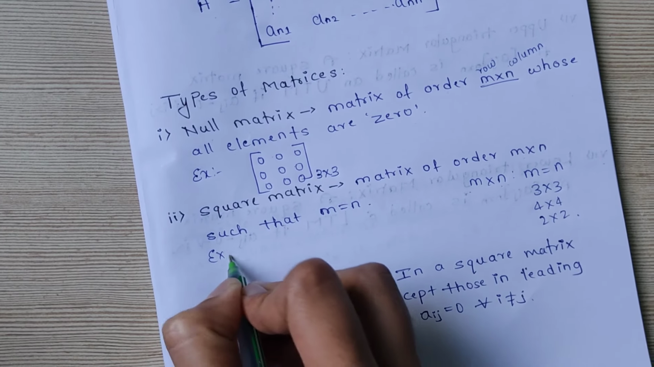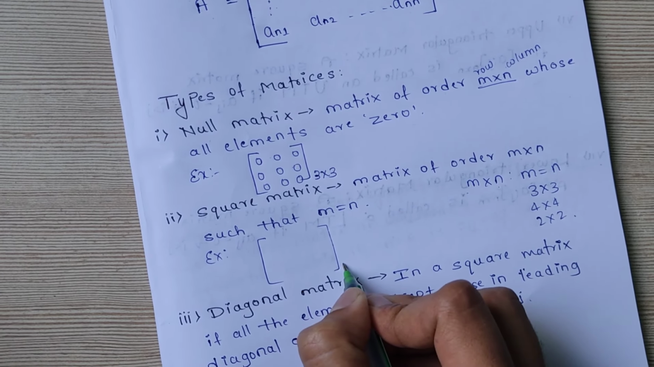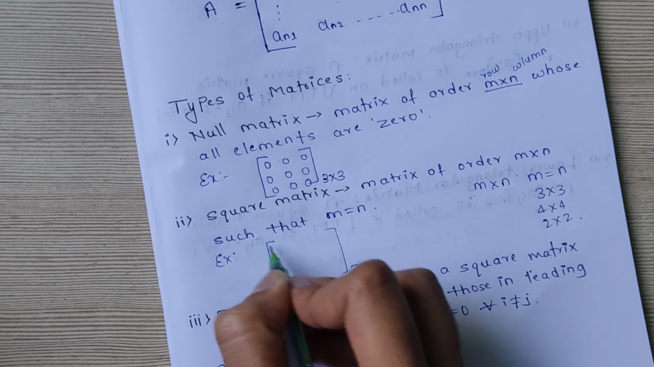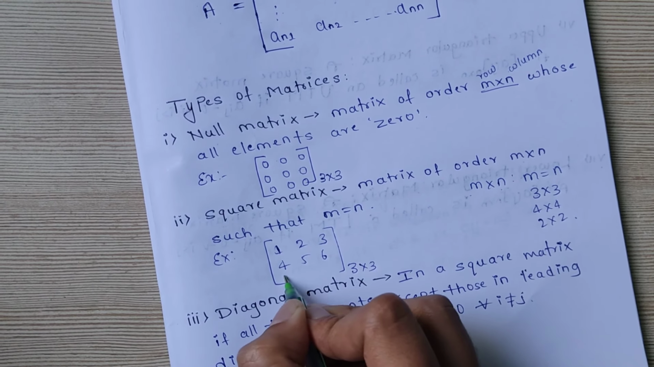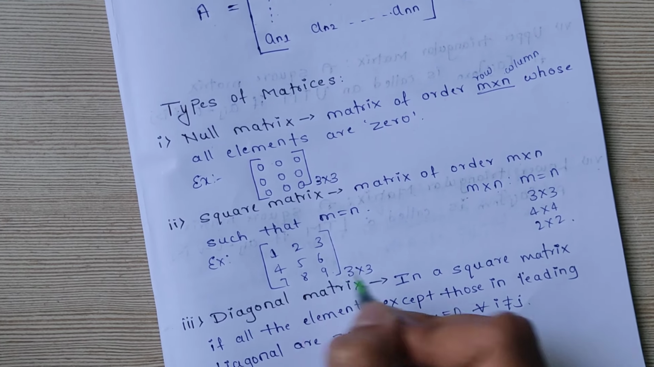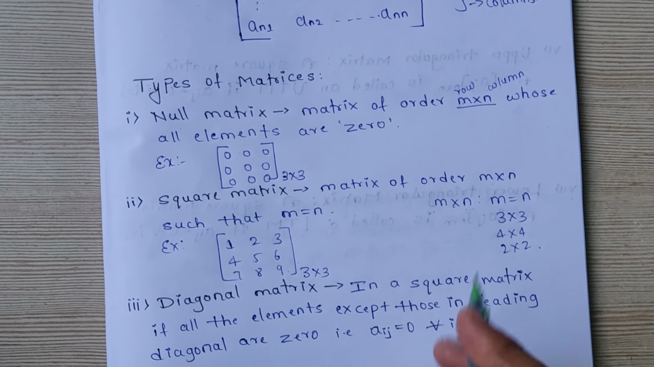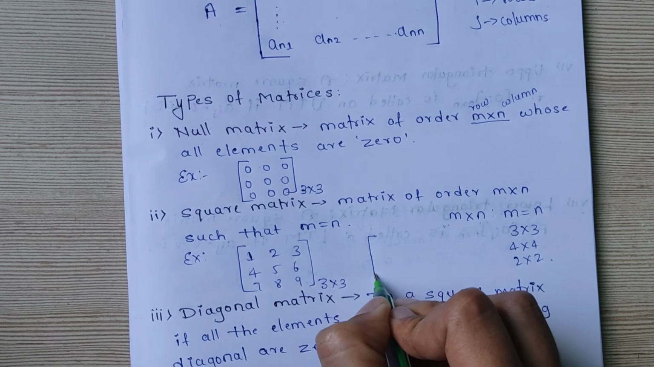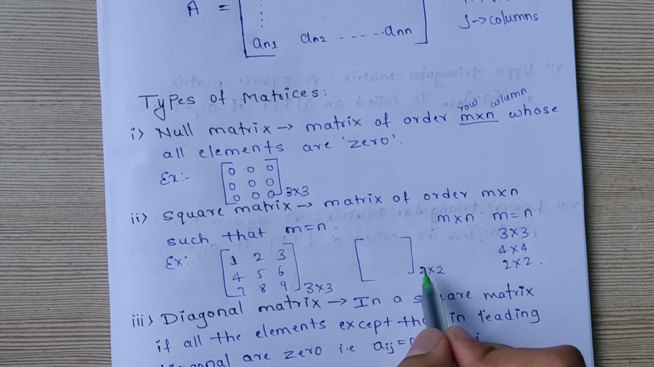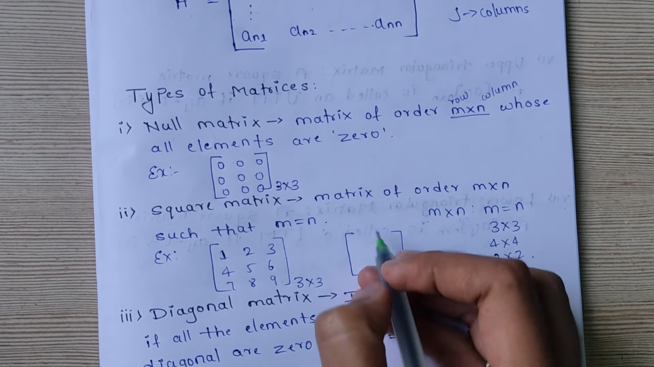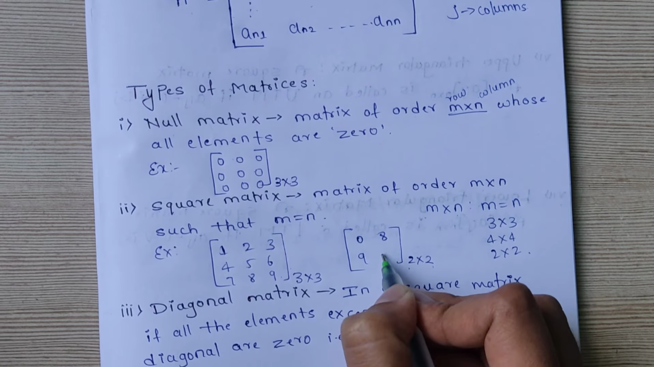For example, take 3 cross 3: 1, 2, 3, 4, 5, 6, 7, 8, 9. This is the square matrix. Another example is 2 cross 2, meaning 2 rows and 2 columns: 0, 8, 9, 7.